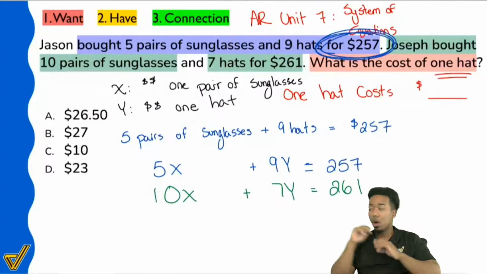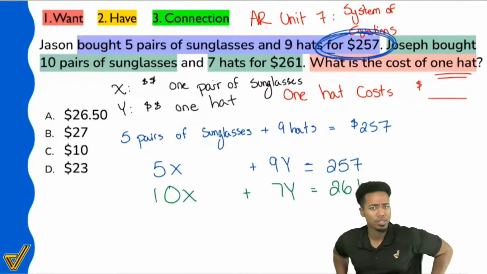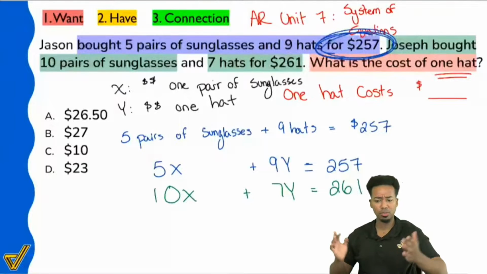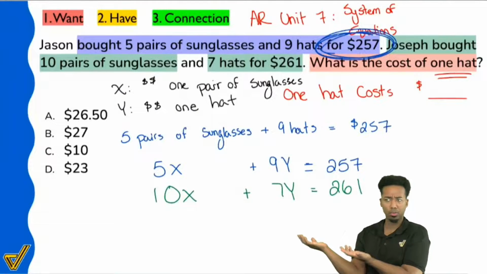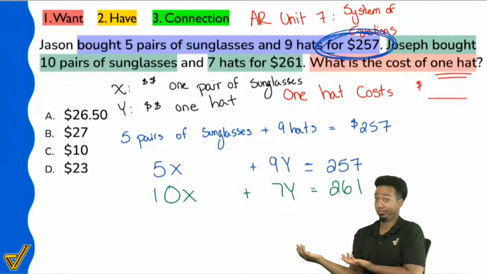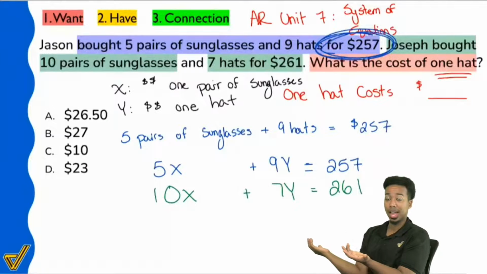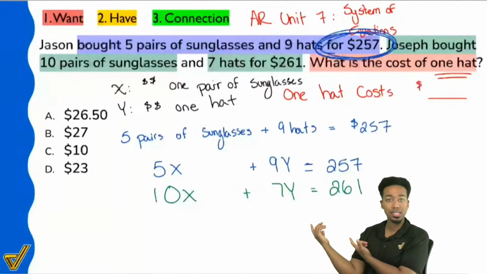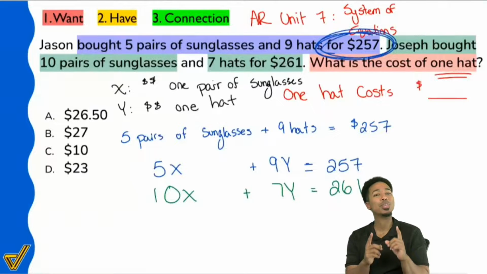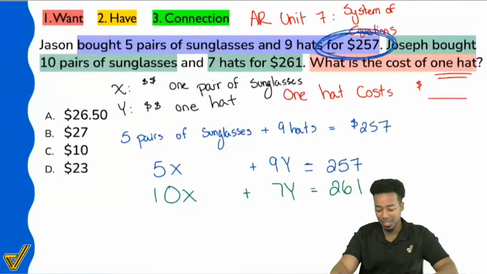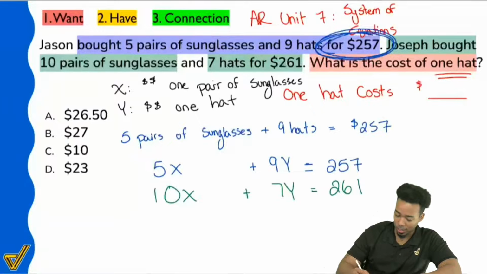Number two, it's not perfectly lined up for us. It's not perfectly lined up in terms of, hey, just add them or subtract them when you're done. It's not going to cancel anything out. Nothing is the same. So here's what we can do. This is going to make things a lot easier if you look at it this way.